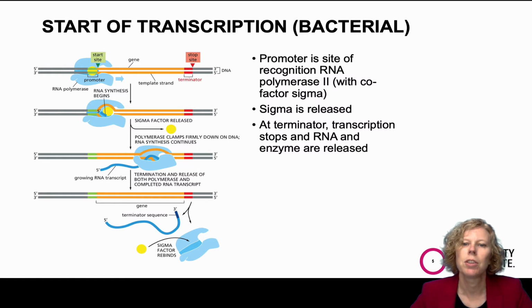Elongation continues until the polymerase encounters a sequence in the gene called the terminator, shown in red. After transcribing this sequence into RNA, which is shown in dark blue, the enzyme halts and releases both the DNA template and the newly made RNA transcript. Polymerase then reassociates with a free sigma factor and searches for another promoter to begin the process again.